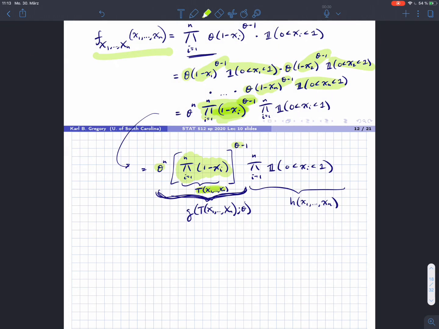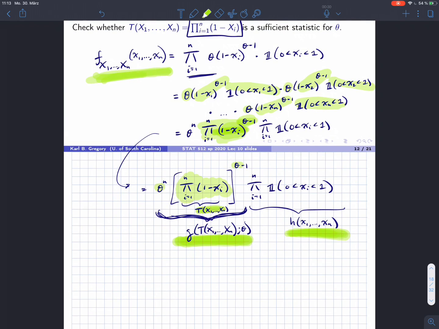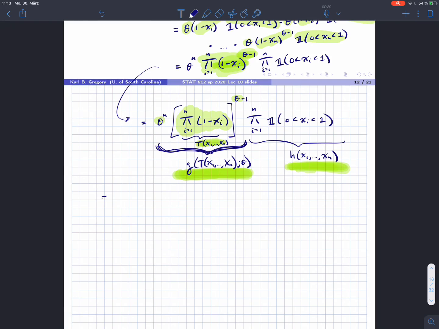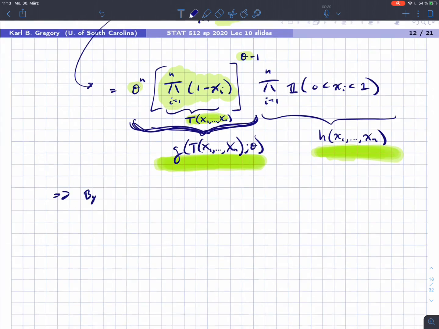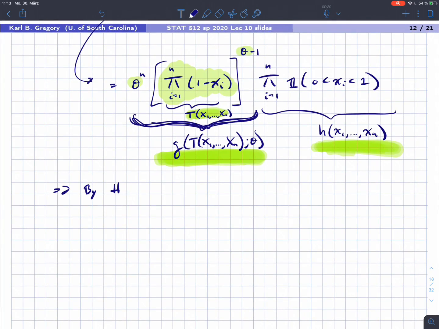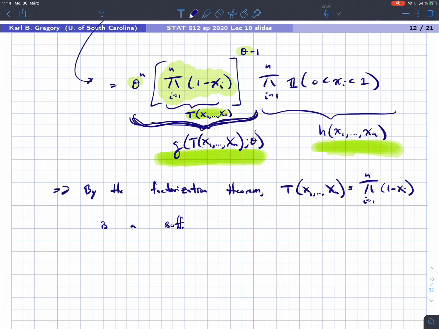Okay. Now, since I've identified a g and an h, where the g is a function of the statistic and the parameter, and h is a function of only the data, and I can write the joint PDF of the random variables in the sample as the product of these two things, then I say by the factorization theorem, this guy, which is the product of 1 minus the xi's, is a sufficient statistic for theta. Okay, and I'm done. I have shown that it's sufficient.